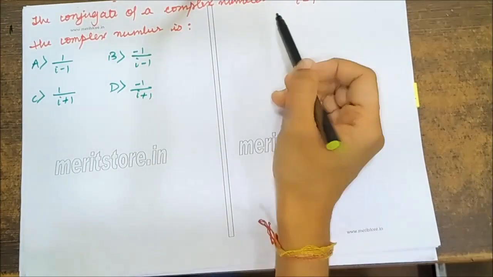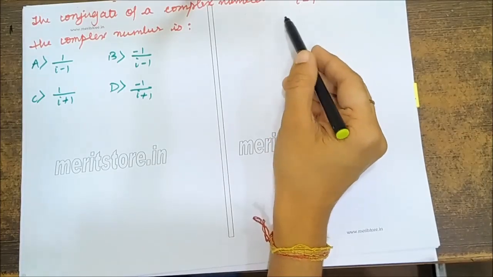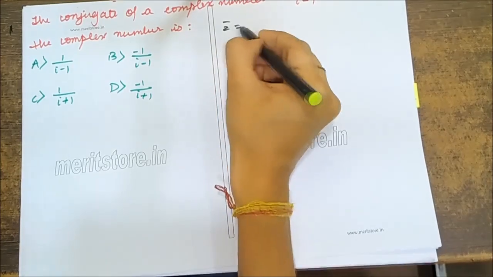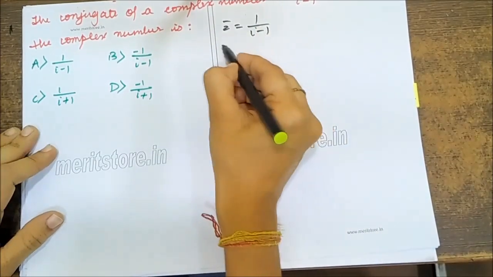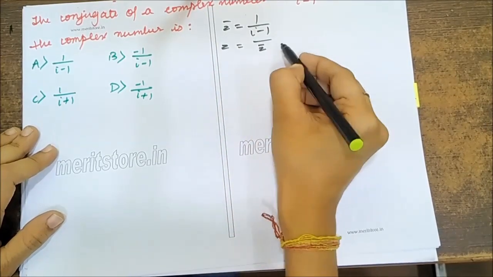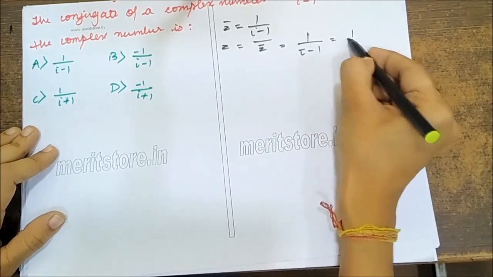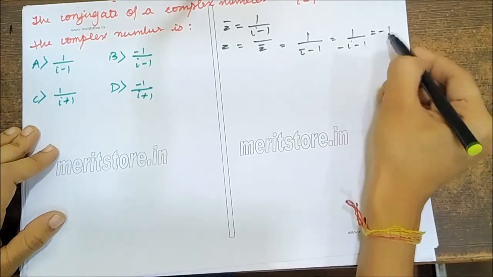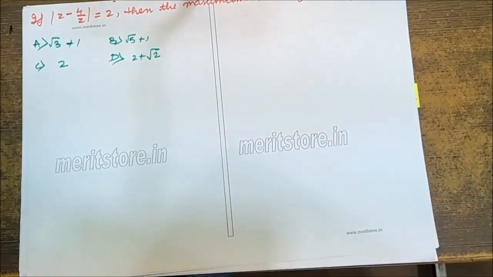The conjugate of a complex number is 1 upon i minus 1. Then the complex number is very easy. Modulus of z, 1 upon i minus 1. So z is equal to modulus 1 upon i minus 1, that is 1 upon i minus 1 minus i, that is minus 1 upon i plus 1. Yes, our answer is D.